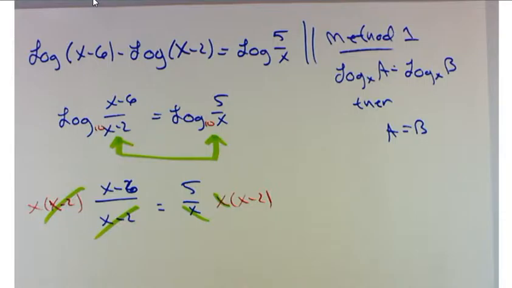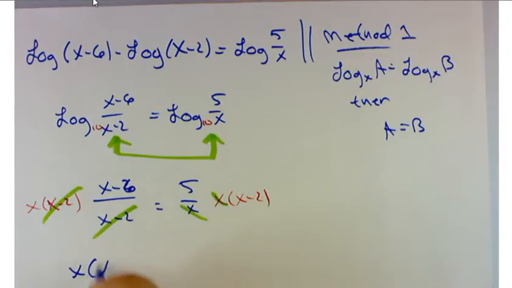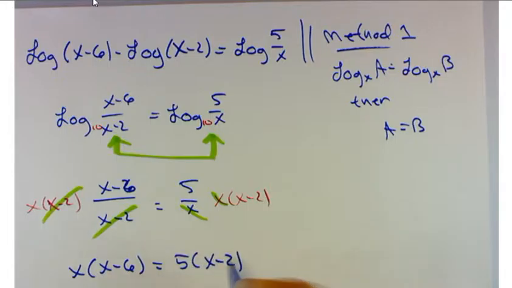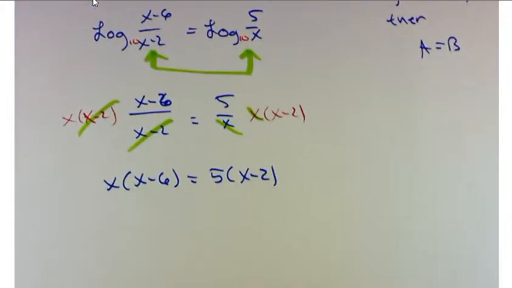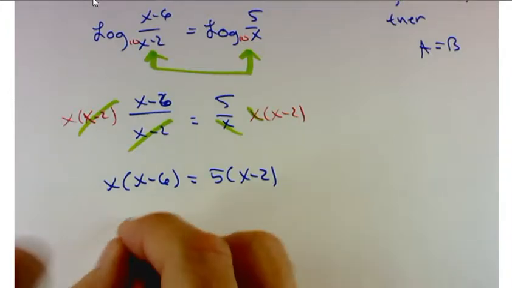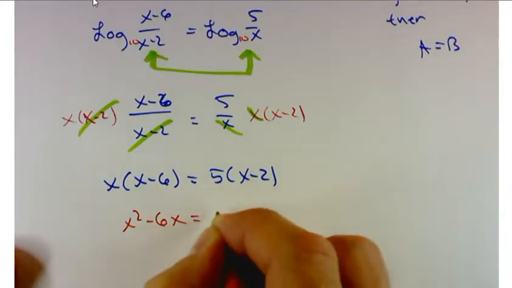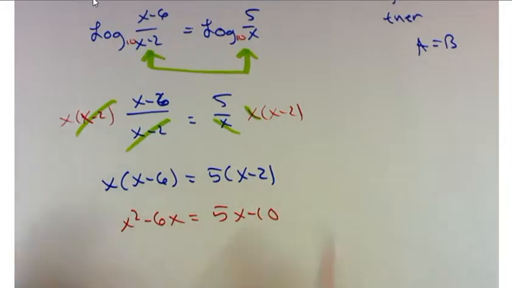So on the left-hand side, I get x times x minus 6 equals 5 times x minus 2. Now in this step, if you wanted to, you could distribute. I just didn't because I want you to see all the different steps. But if you wanted to, in your mind, distribute and say, okay, well that's x squared minus 6x equals 5x minus 10, that's fine. Nothing wrong with that. Then what? What do you do from there?